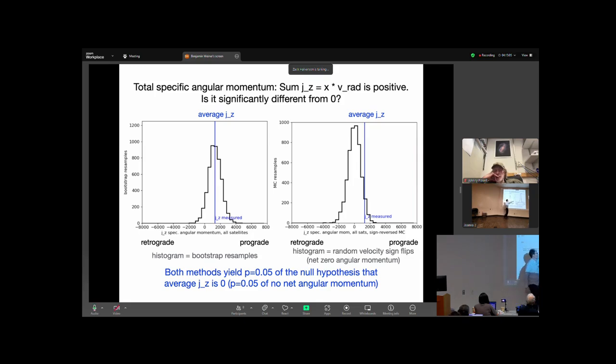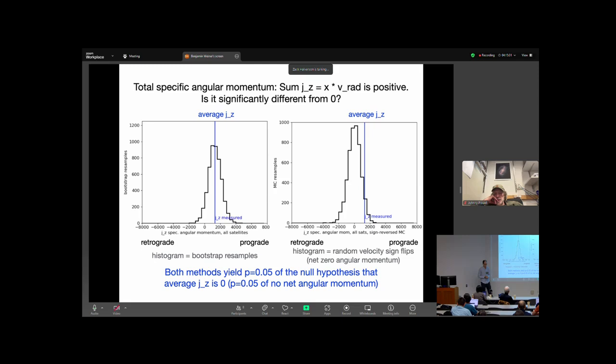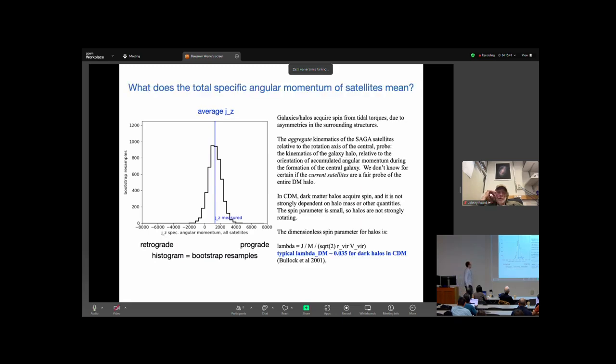And then in this right-hand plot with the sign reversing, you get a histogram that's centered about 0, which you have to, right? Because you're modeling it as if you're drawing from a distribution with 0 total. And then we see that the measurement is kind of out towards the edge of the histogram. So it is meaningful. Both of these basically say that it's a 95% confidence detection, which is not great. That basically agrees with the 1.6 sigma. So it's not super significant. It's a small detection of prograde-ness, but it's there. So what the heck does that mean?